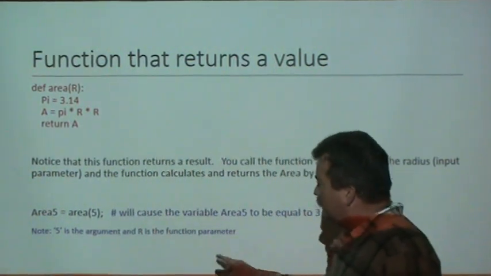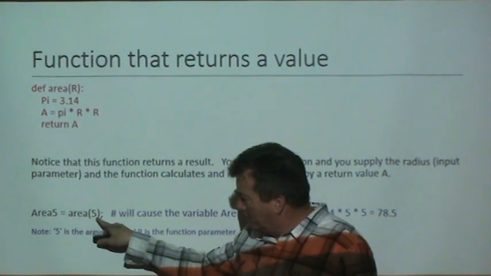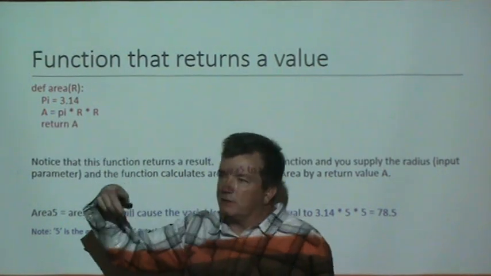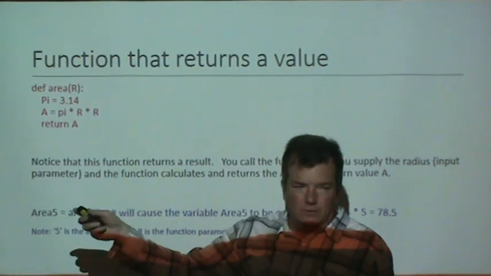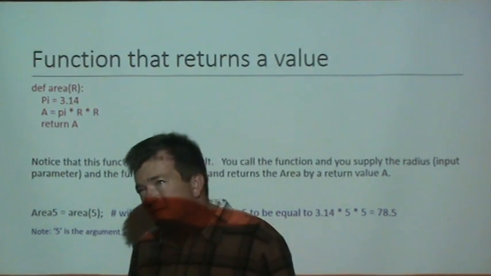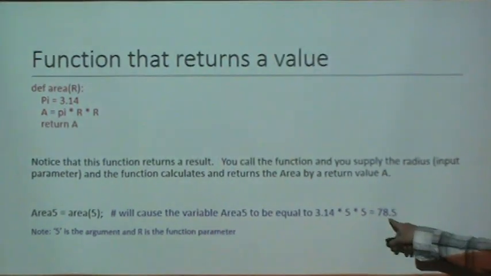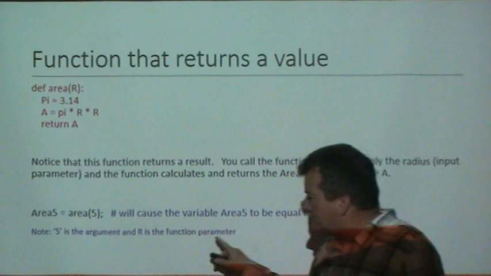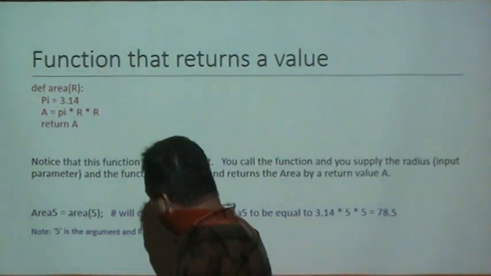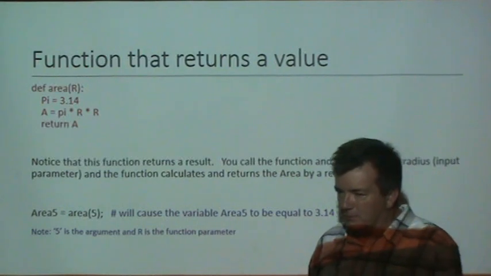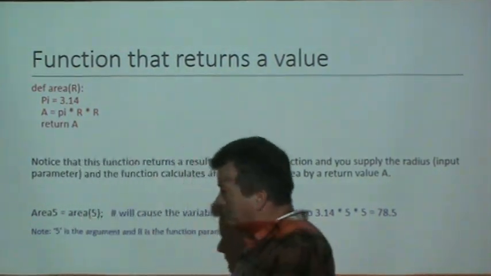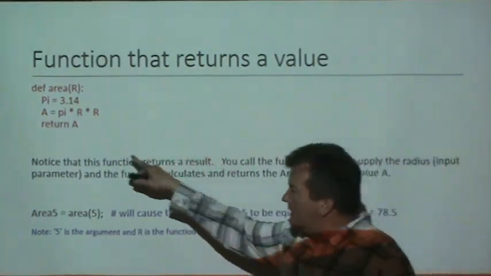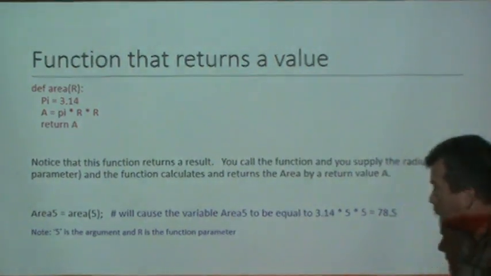So if you ask the question like, what's the area of a circle that has a radius of 5, this would calculate pi times 5 times 5. So it would be 25 times pi, which would be around 77 or so. Actually, it's calculated here, 78.5. Note that 5 is the argument, the value being passed in. R is called the parameter. So arguments and parameters are two different things. The argument of 5 is being passed in as the parameter radius. The function calculates the area and returns the value of the area.